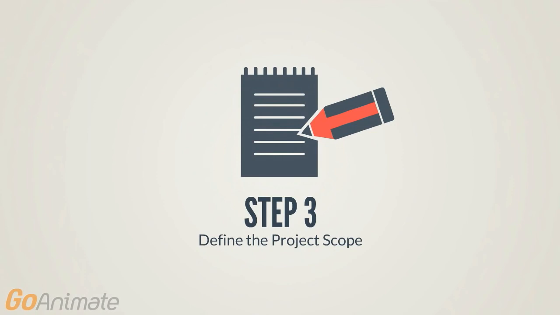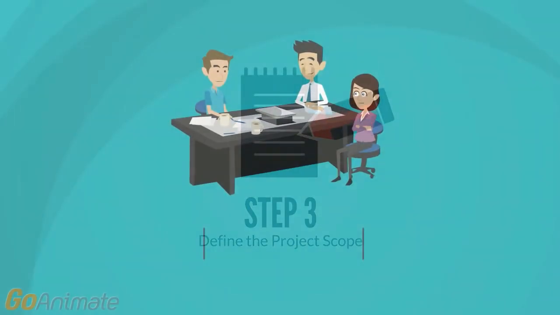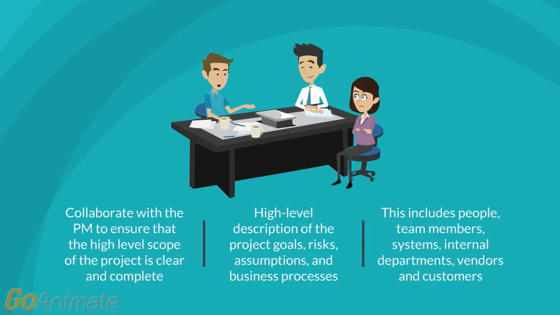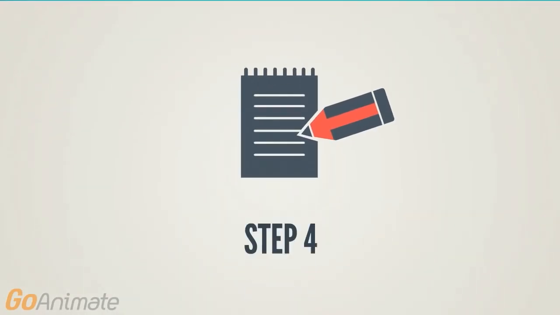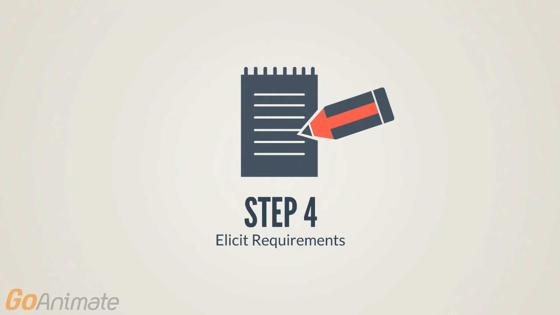Step 3. Defining the project scope. In this phase, the business analyst works with the project manager and the project team in defining the scope. The scope is a high-level description of the project goals, risks, assumptions, business processes, and all parties included in the project.